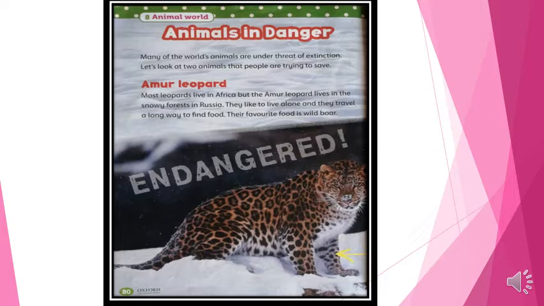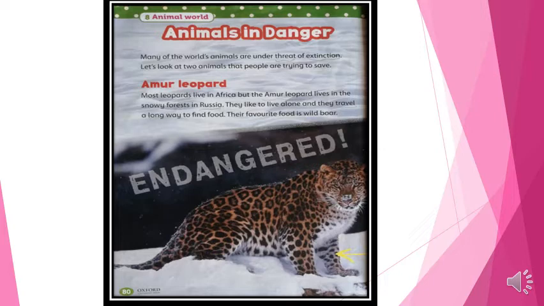Their favorite food is wild boar. So what is their favorite food? Yes, their favorite food is wild boar. Okay, now have a look at this. What is the caption here? Endangered is the caption. So you can see captions are the statements that you can find on the pictures. So endangered is the caption for this picture.